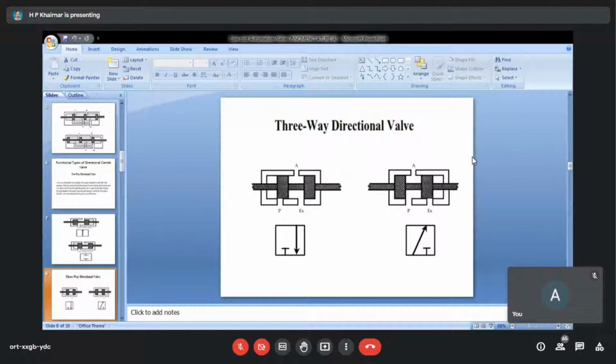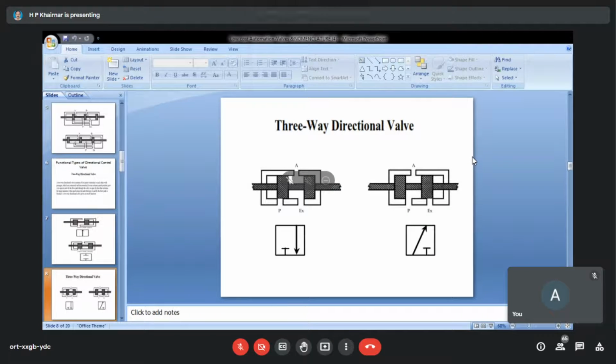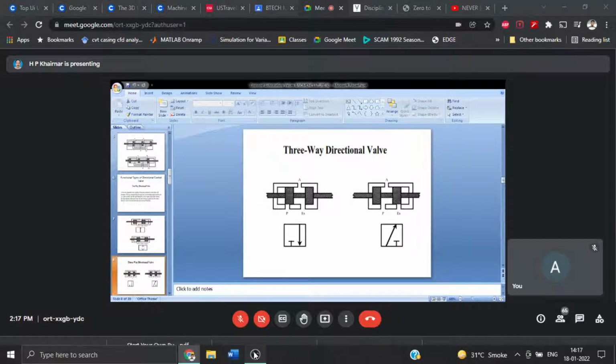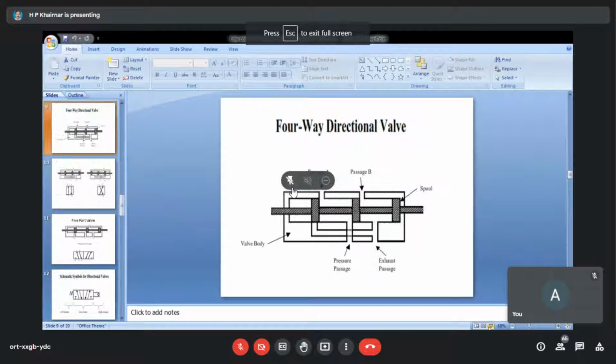If this condition prevails, how will we indicate it with the symbol? That is indicated at the bottom side. P is connected to A, and then exhaust is shown as shut off. So this is how you need to understand the symbols and indicate different conditions. Okay, so you might have understood this symbol.